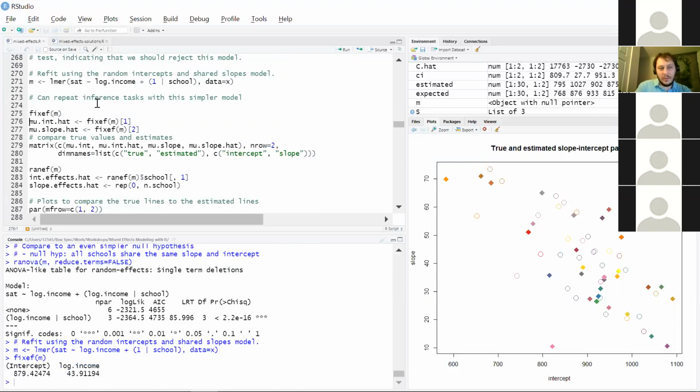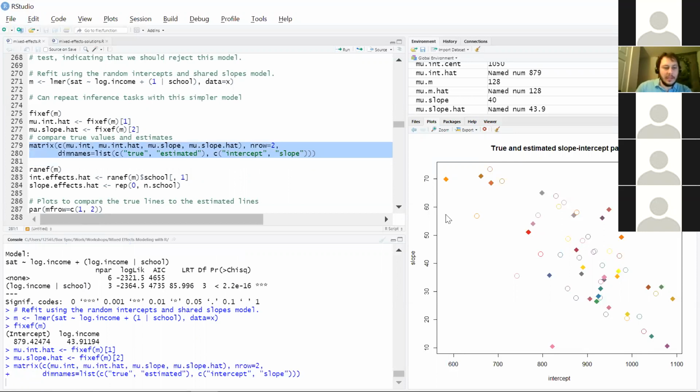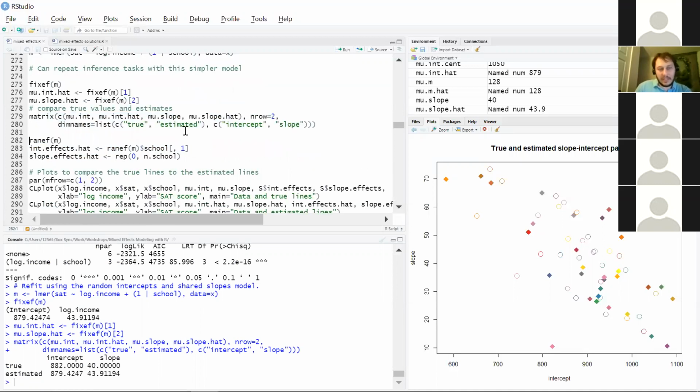And you get new estimates of the fixed effects, meaning the slope and the intercept overall, and it's a little different. Now it thinks that the slope is 43.9 instead of 43.0. That's not too big of a difference, honestly. And you can compare this. It's doing worse though. It's slightly worse when we make this assumption rather than using the true model that I actually use, which is giving different schools different slopes and different intercepts.